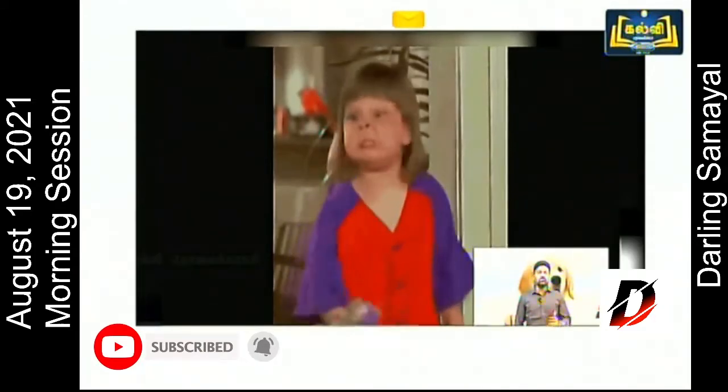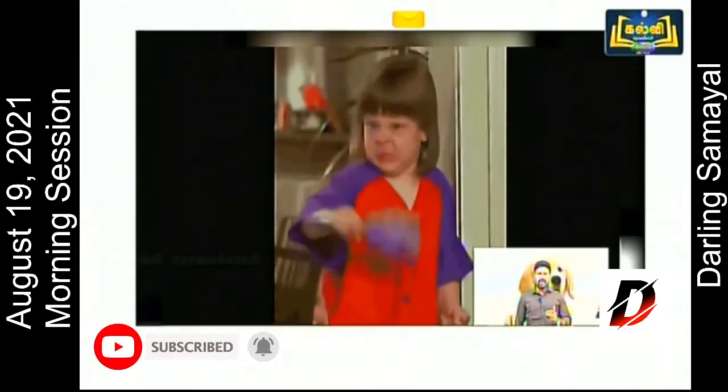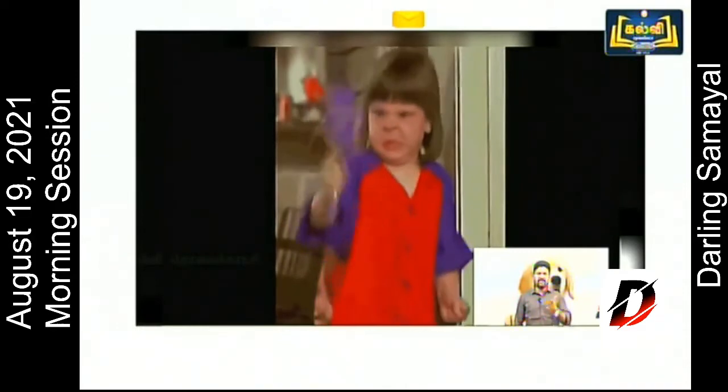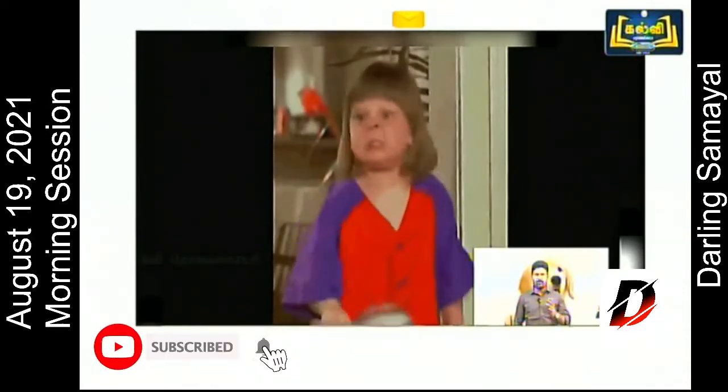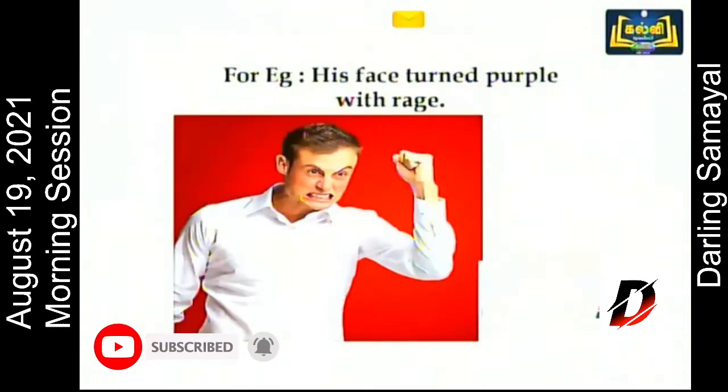Rage: violent, uncontrollable anger. When you are unable to do something, you will be angry. It shows rage. Here the child is very angry, out of control. For example, his face turned purple with rage.